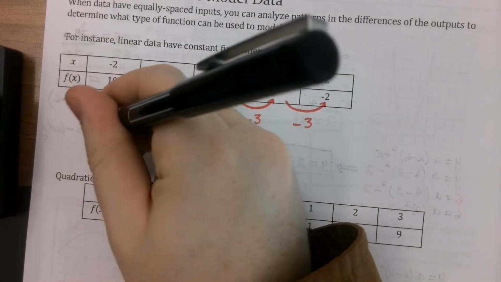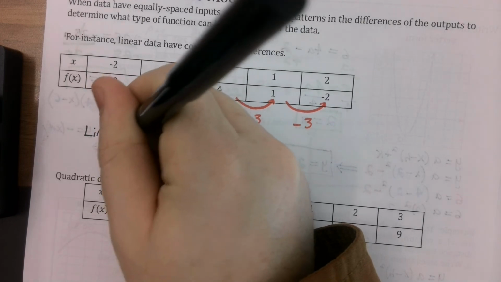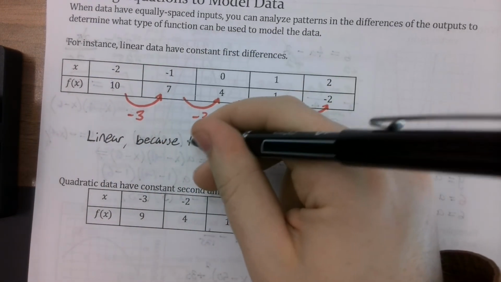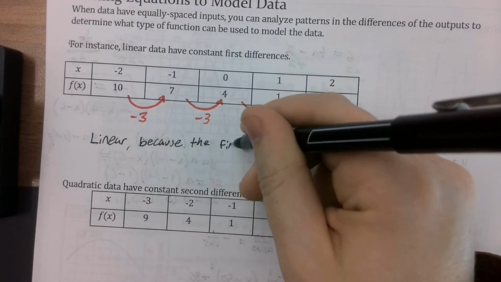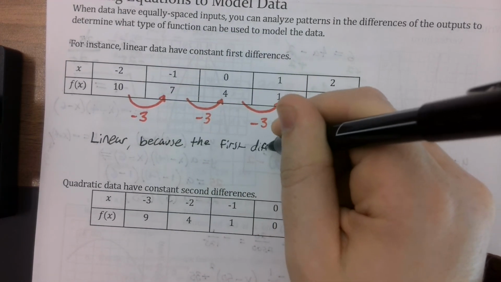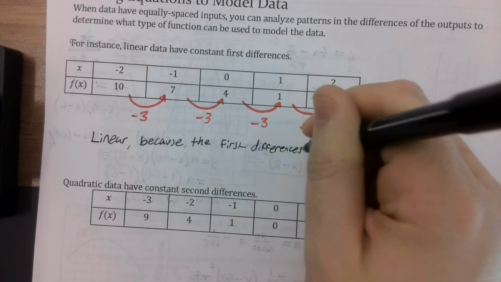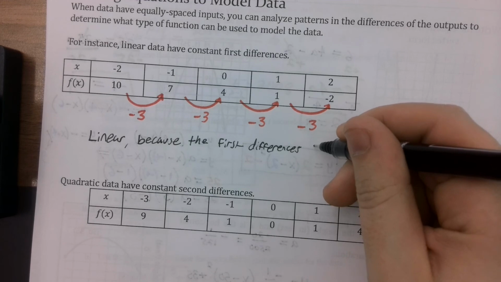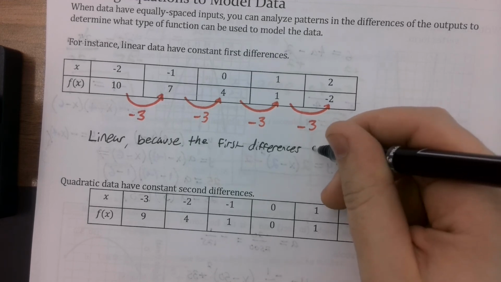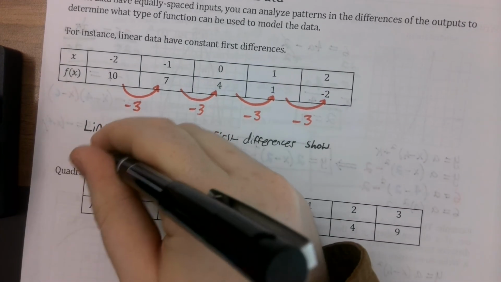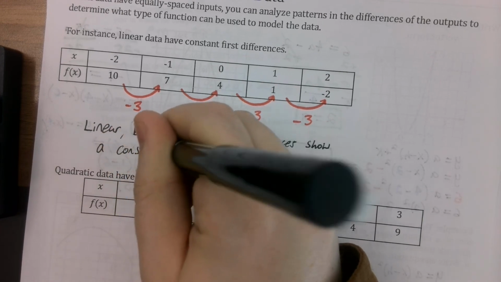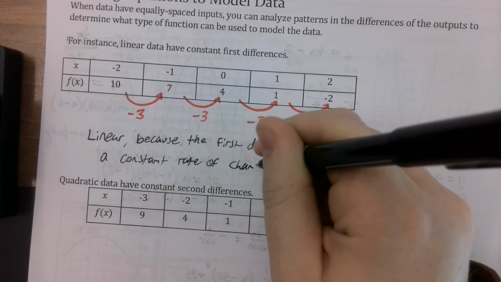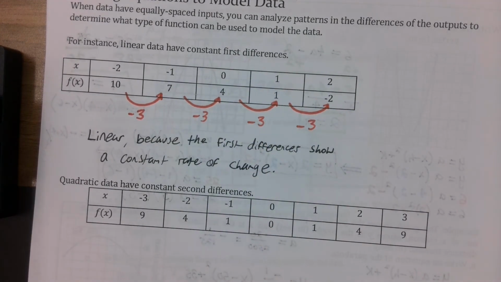We say it's linear because the first differences, in other words, the differences between all these y values, or f of x values, show a constant rate of change. It's a constant rate of change.